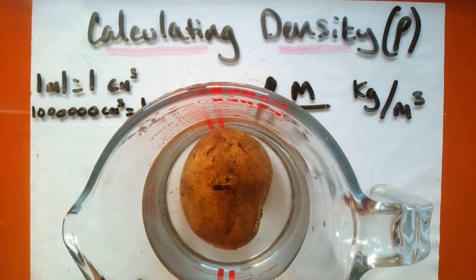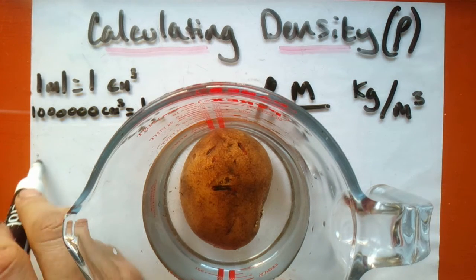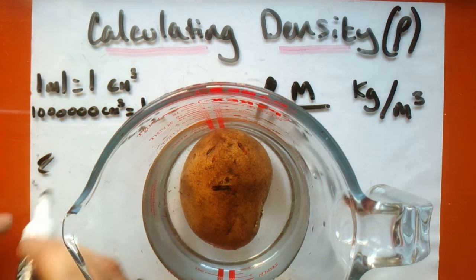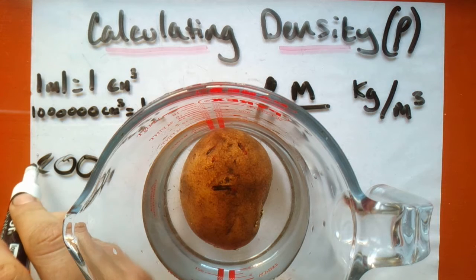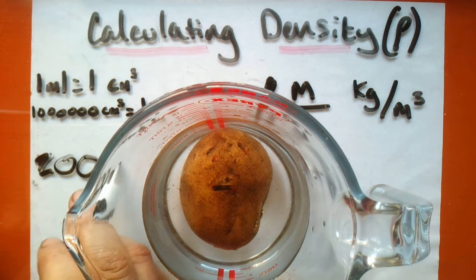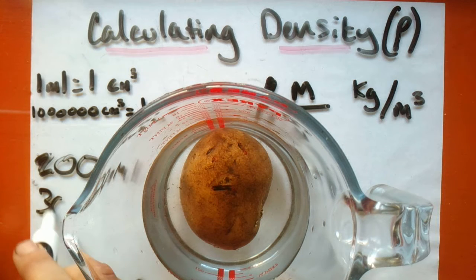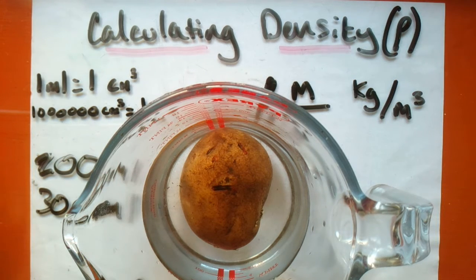When I read it from the side, it's gone from being 200 centimeters cubed of water, 200 milliliters, to 300, which is useful for this potato because it's only 100. So we now know how much volume, how much space in a three-dimensional way, this potato takes up, because it moves that amount of water out the way and the water level increases. It raises up by the size of the potato.